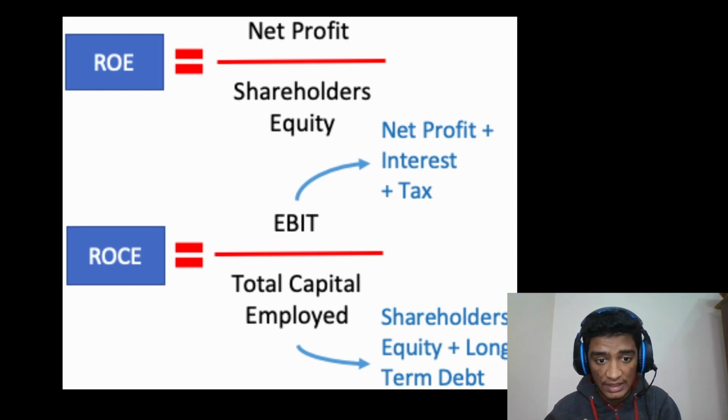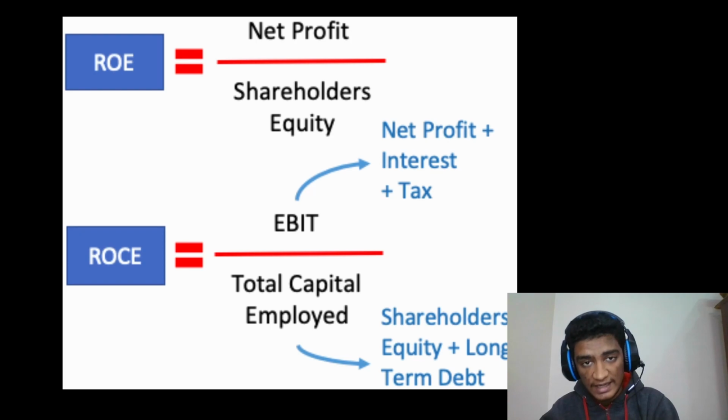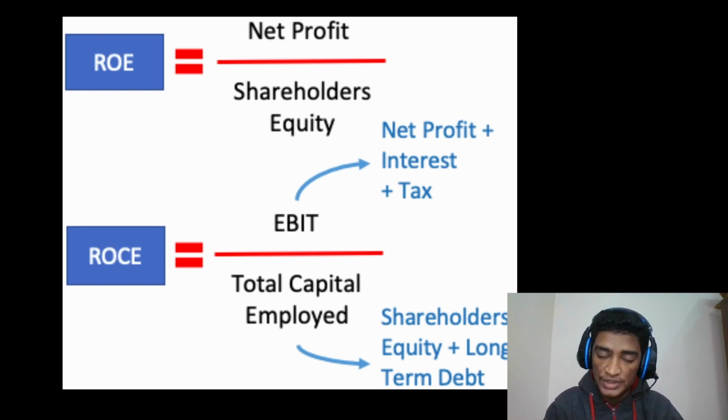So what is total capital employed? Shareholders' equity plus long-term debt. So as I said, ROCE is a better measure for you if you are looking at how the company is managing its entire capital employed, including the shareholders' equity plus the debt or the borrowings of the company. And ROE suggests how much net profit the company is making in relation to its total shareholders' equity.